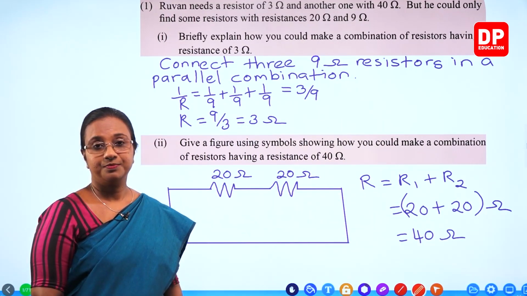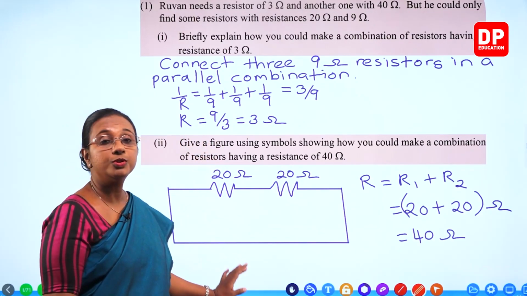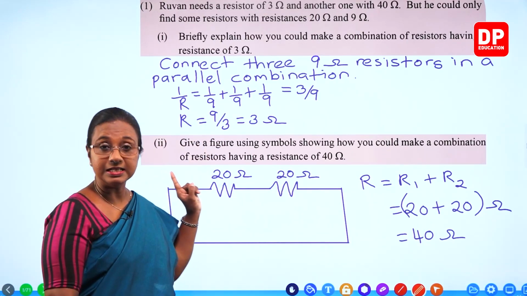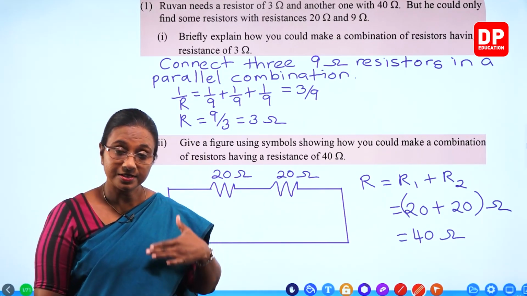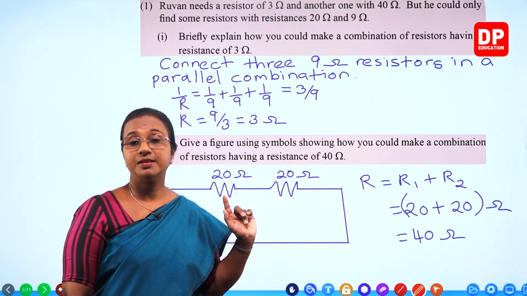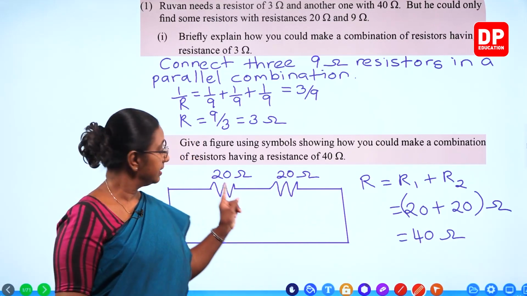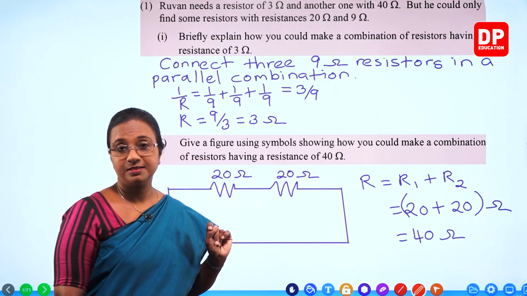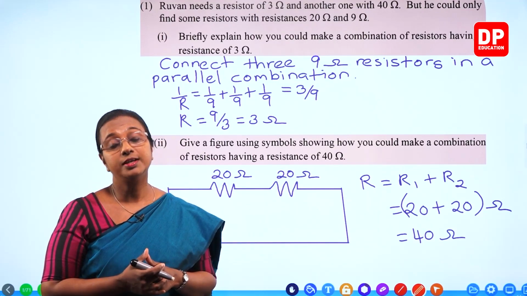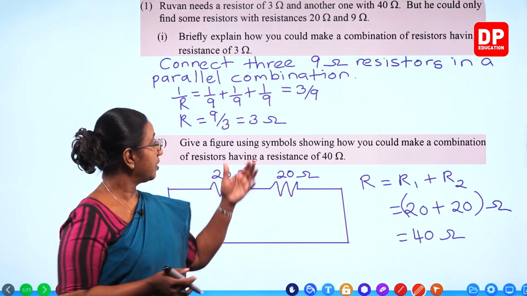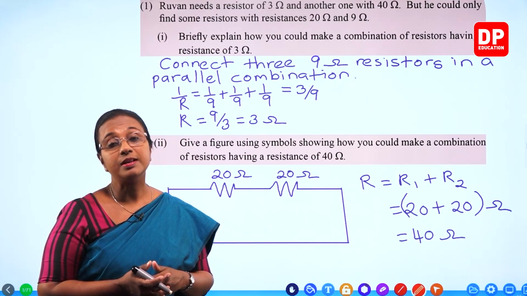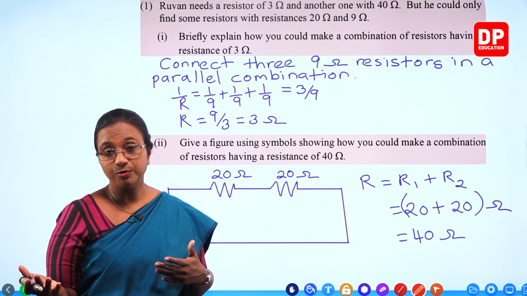Is that clear? So now you have seen both types of combination of resistors. When we connect the resistors in a parallel manner, the equivalent resistance will decrease. So if you want to increase the equivalent resistance, you have to connect them in a series combination. And also from the value, you have to decide which one to consider. For a 40 ohm resistance, there's no point using a 9 ohm resistor or combination of 9 ohm resistors.